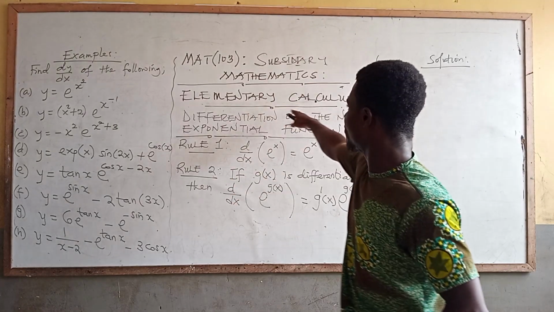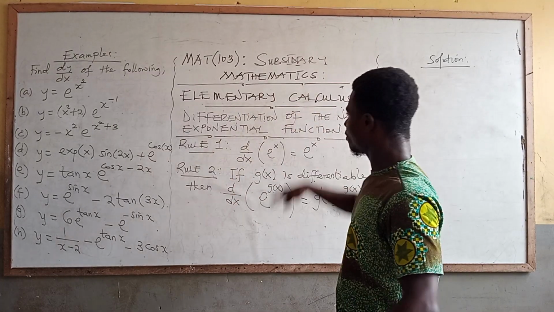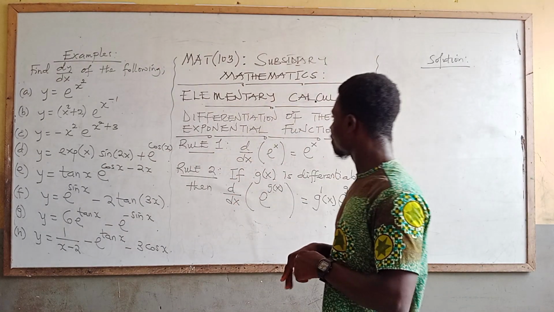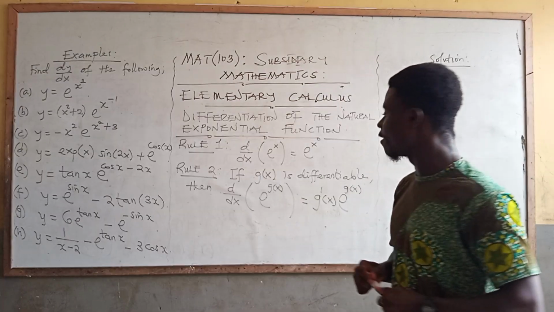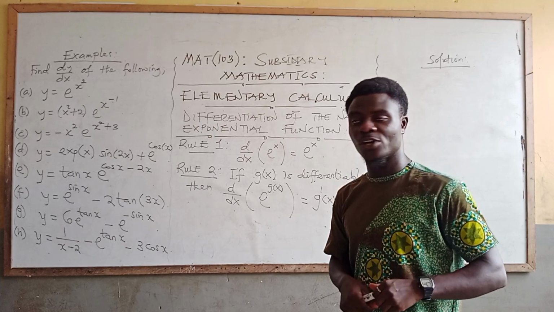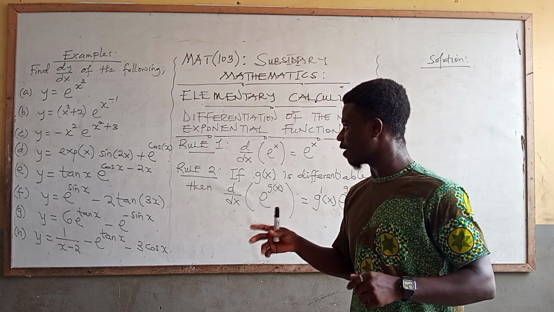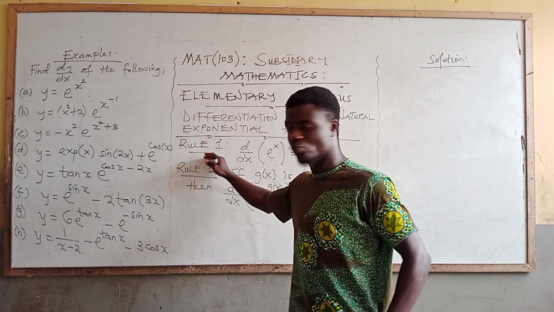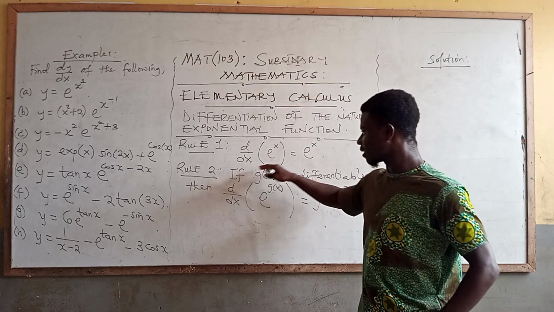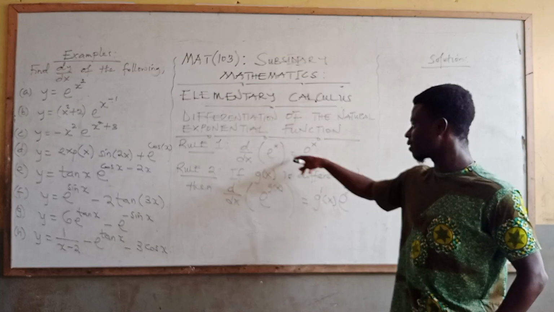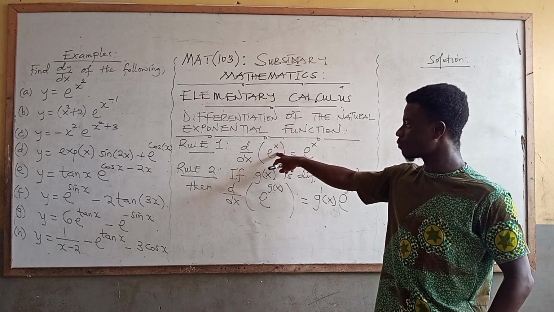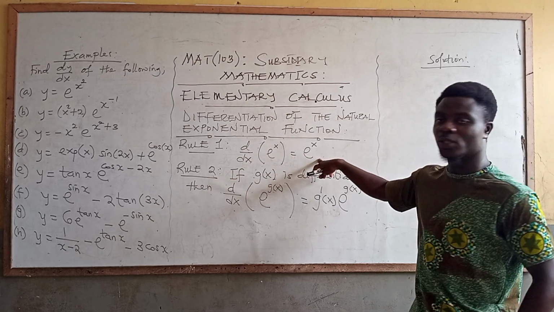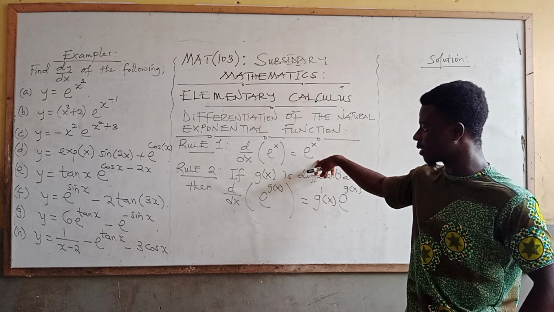Elementary calculus. This time around, we are proceeding towards differentiation of the natural exponential function. How to differentiate the natural exponential function. Rule 1: d/dx of e to the x. When you differentiate the exponential function with respect to x, you still get e to the x.